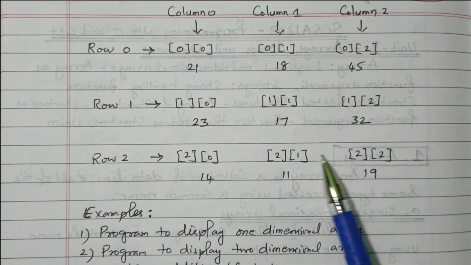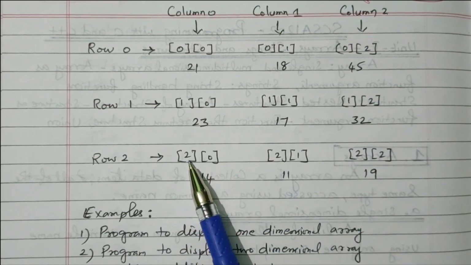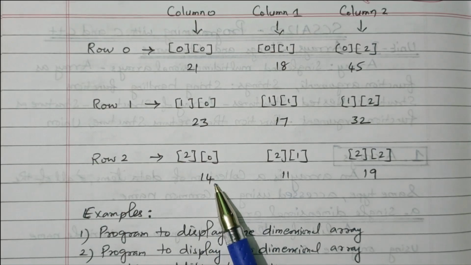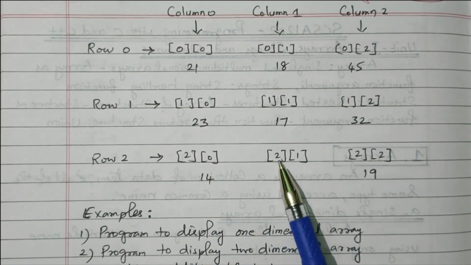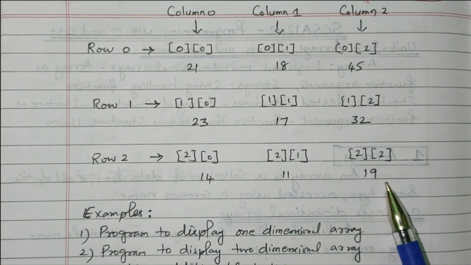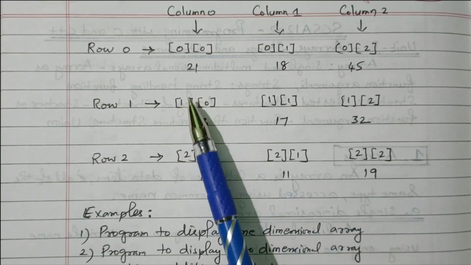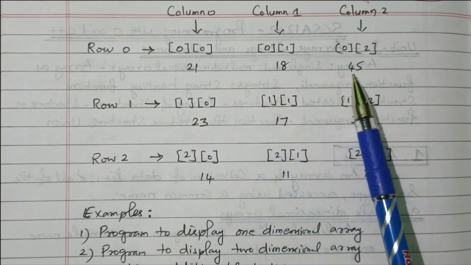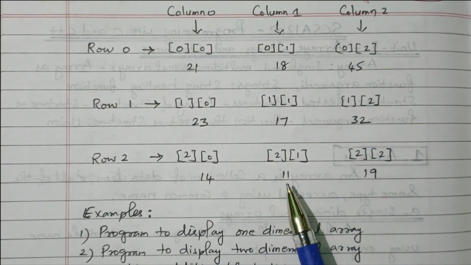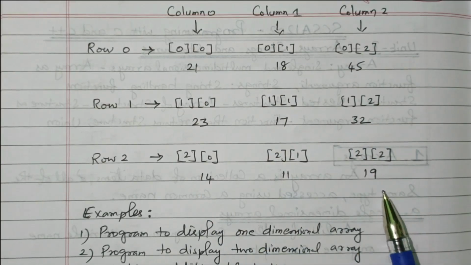Now we'll go to the third row. In the third row, 2,0 means third row, first column, 14 is stored. 2,1. Third row, second column, 11 is stored. 2,2. Third row, third column, 19 is stored. Right? So the numbers are stored as 21, 18, 45, 23, 17, 32, 14, 11, 19 in a matrix format.